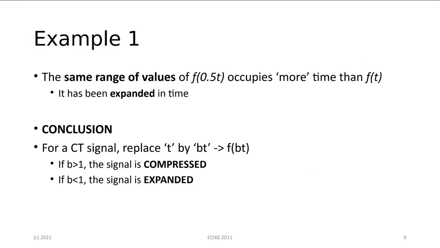All right. So the same range of values of f(0.5t) occupies more time than f(t). It has been expanded in time. So if we want to do this operation, the way you do it is that if you have a signal that is a function of t, you scale t by some factor b. If b is greater than 1, the signal is going to be compressed. And if b is less than 1, the signal is going to be expanded.